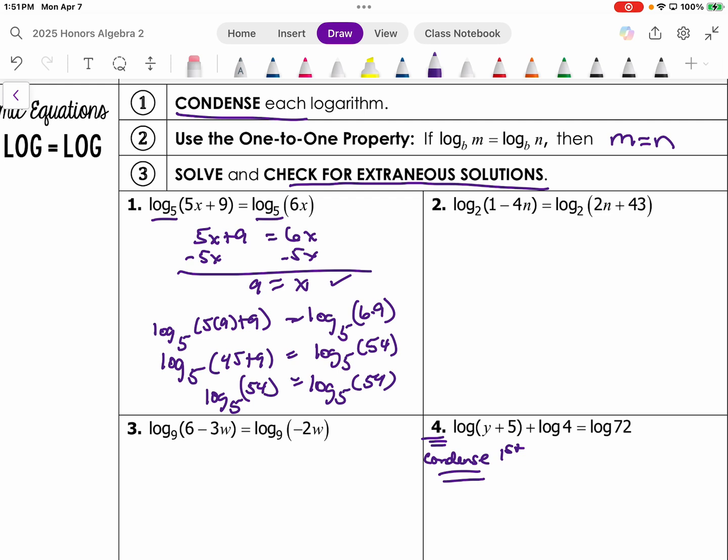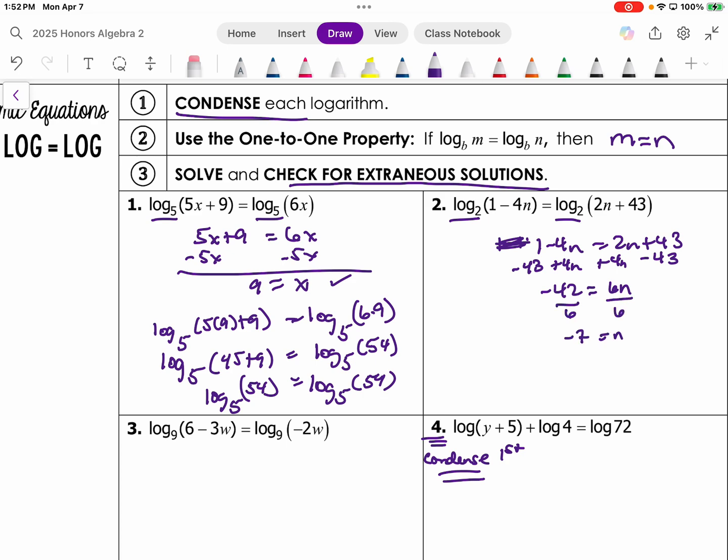Again, number 2, we check to see, do I have the same log with the same base? I do, so that means I can use this one-to-one property, and I can just set the two things equal to each other. 1 minus 4n equals 2n plus 43. And then now I use my 7th grade and 8th grade math skills to solve for n. I'm going to subtract the 43, and I'm going to add the 4n at the same time. So subtract 43, man, it got quiet. Add the 4n. And I have negative 42 equals 6n, divide by 6. n is equal to negative 7.